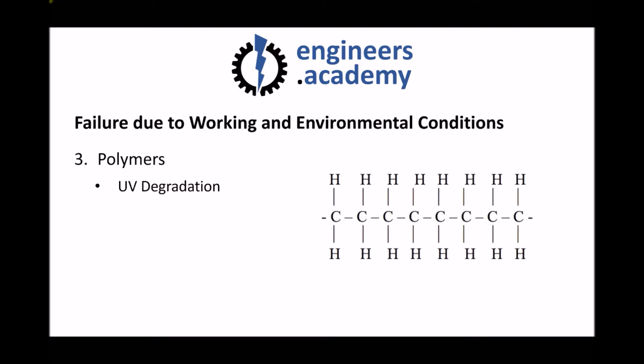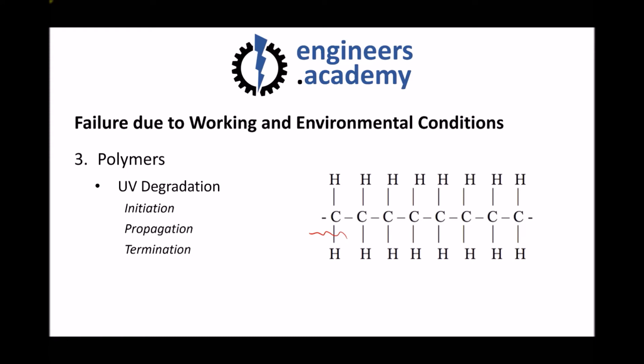Now, on the right-hand side, we have an image of the polymer polyethylene. And if polyethylene is going to degrade by UV degradation, then it's going to go through 3 stages. The first of those 3 stages is initiation. Now, in initiation, the UV radiation, or the thermal energy, is going to break a hydrogen bond.